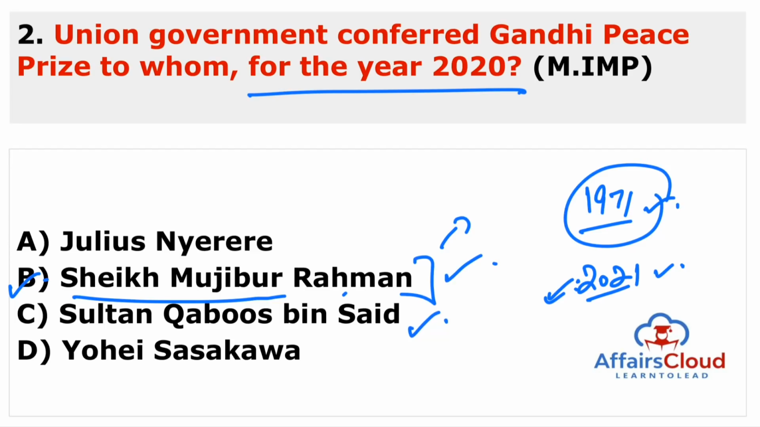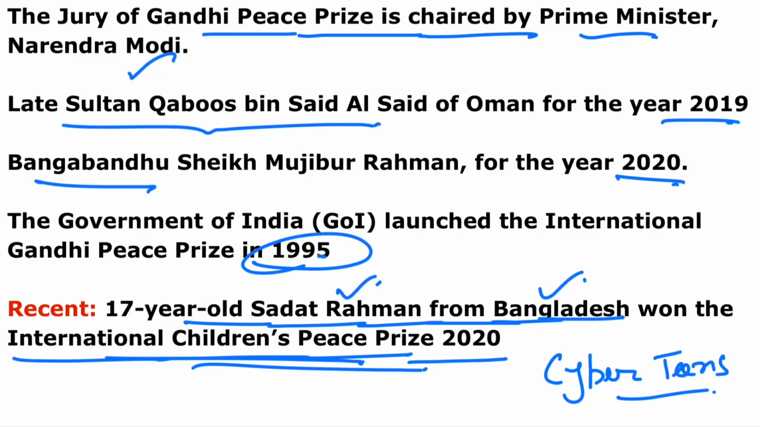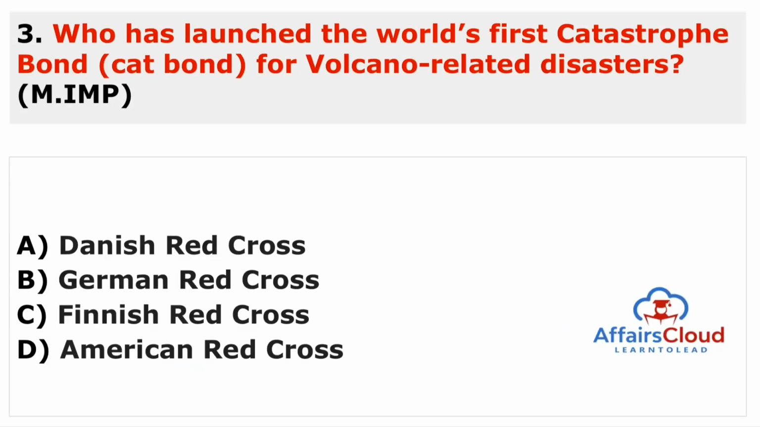For 2019, Sultan Qaboos bin Said, and this award was started in 1995 on the occasion of the 125th anniversary of Mahatma Gandhi, and this award carries the amount of rupees 1 crore. That is a huge amount under this prize. Now we can move to the next question.